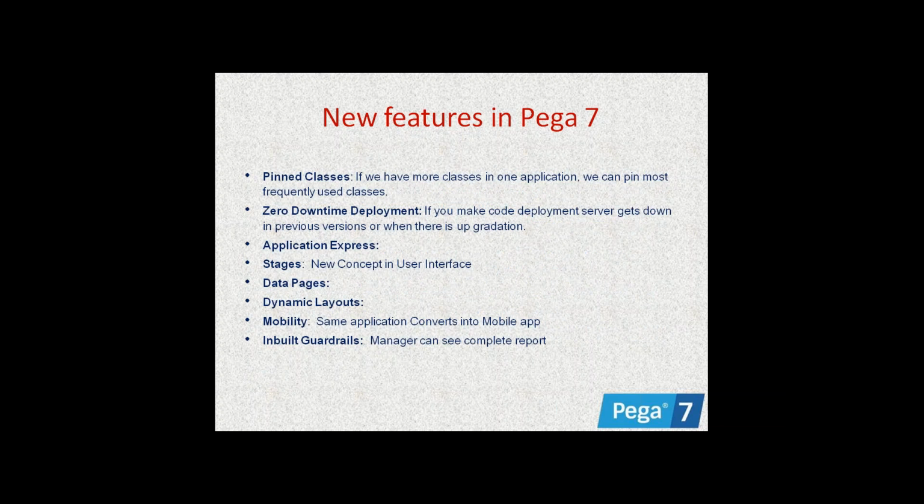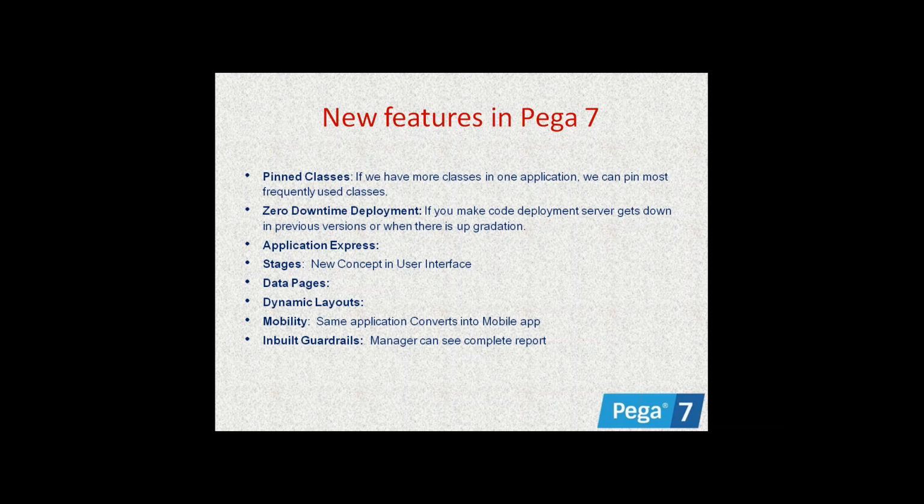And pinned classes is newly added. It is just a simple option, like a bookmark: if you want to bookmark any class, we can add it to the pinned classes list. And zero downtime: even if the data is running in the backend or updates are happening, it will automatically update in the backend, even if the server goes down, or whenever we upgrade the database, there will be zero downtime. And Application Express, which is used for designing applications, meaning whenever you want to create a new application setup in PRPC, there is a new tool included in the current version.